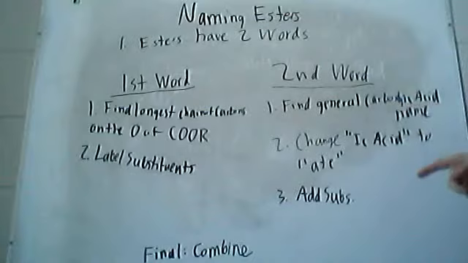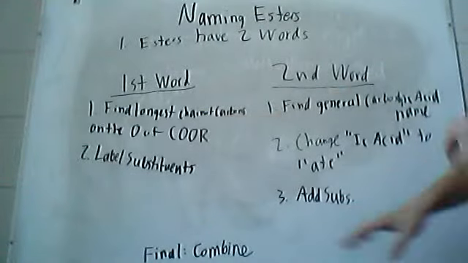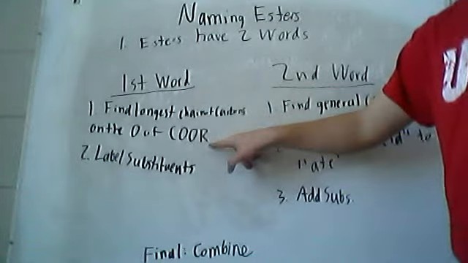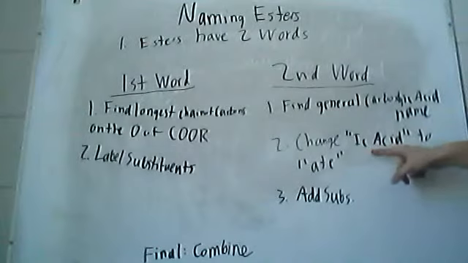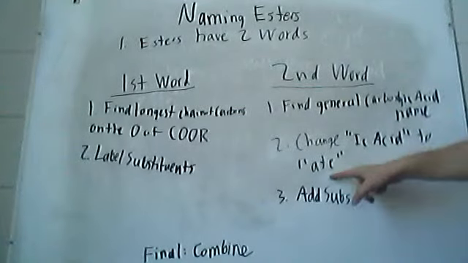Our second word, we'll find the general carboxylic acid name. That means we won't worry about what this R is right here. We'll just worry about all the other carbons that are connected to the C=O directly. Then we'll change the -ic acid to -ate.